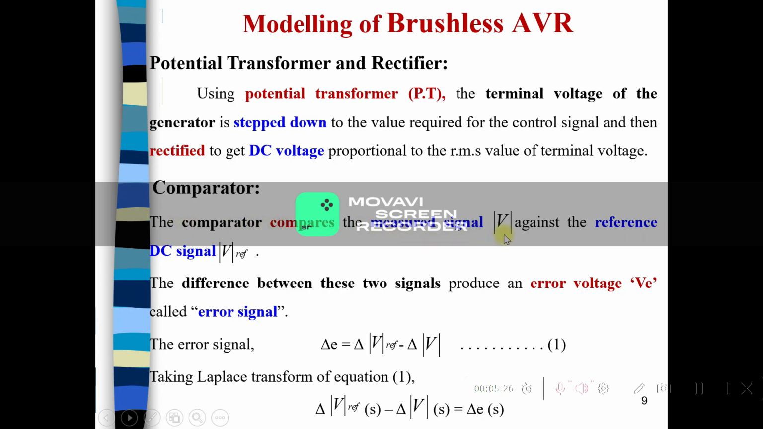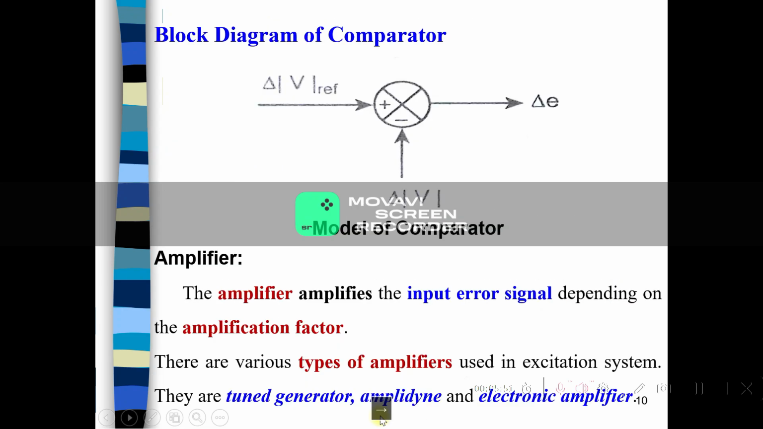Comparator: compare the measured signal V against the reference DC signal V reference. The difference between these two signals produces an error voltage VE, called the error signal. For the error voltage we take the modulus of V reference and modulus of V, that means magnitude. For this equation we take the Laplace transform. This Laplace equation we finalize as the block diagram of the comparator. The comparator compares the reference signal and the magnitude signal, and we get the output.